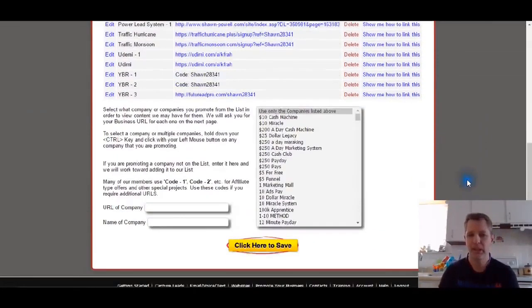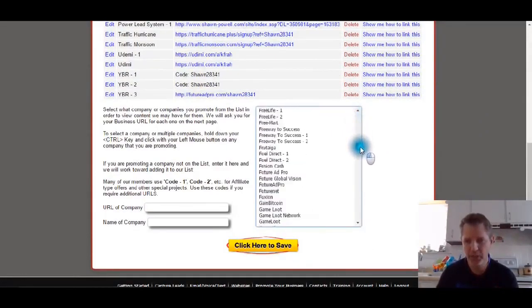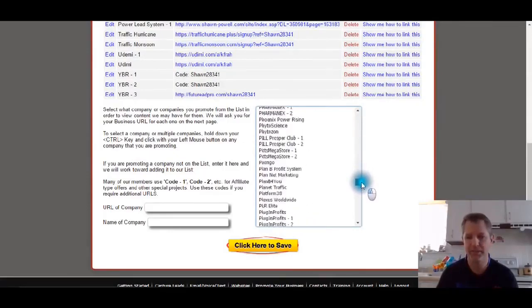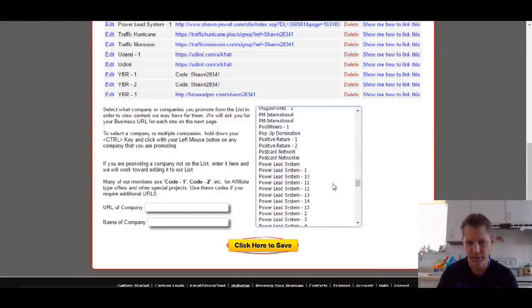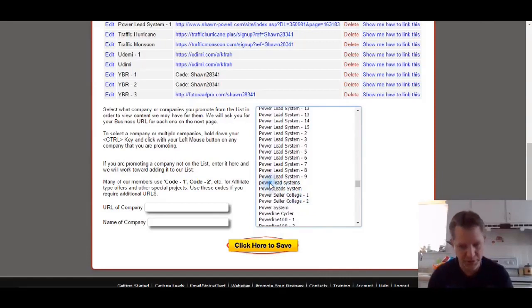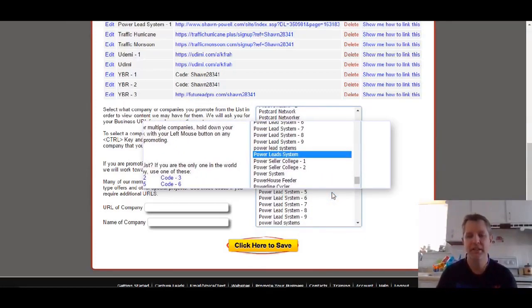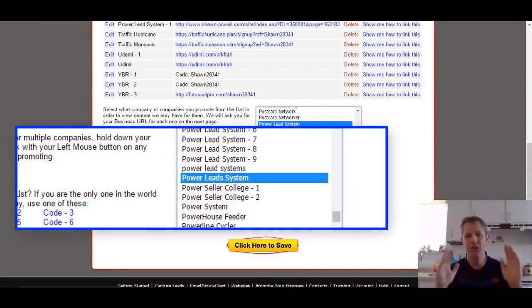Okay, now what you're going to do now, and this is very, very important, you're going to scroll down to Power Lead Systems. Now, I'm going to explain something to you in just a second, okay? Find it? Okay, Power Lead Systems. This is the one. Now, I want you to understand, you see all these Power Lead Systems, the 1s, the 8s, the 15s, or whatever they are. Look at this one, y'all. Power Lead Systems, all in small letters. Power Leads System. You understand what I'm saying? Now understand, there is no substitution. You have to pick this one.